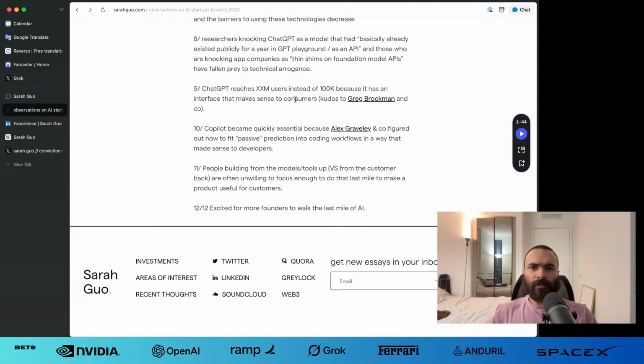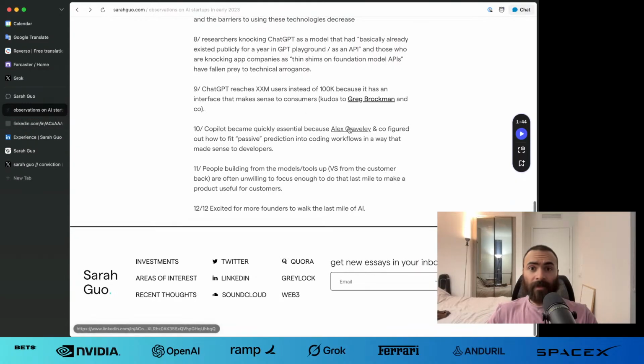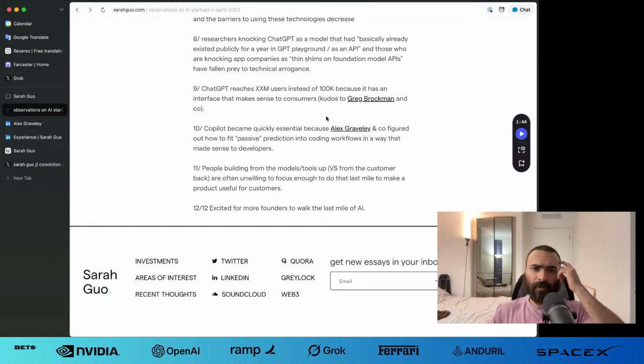Copilot became quickly essential because Alex Graveley and co figured out how to fit passive prediction into coding workflows in a way that made sense to developers. I don't know what that means. People building from the models tools up, versus from the customer back, are often unwilling to focus enough to do that last mile to make a product useful for customers. Excited for more founders to walk the last mile of AI.